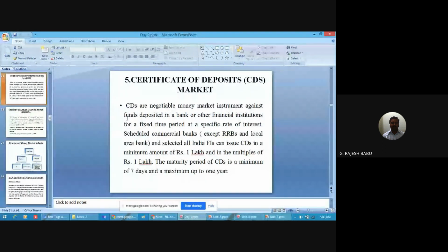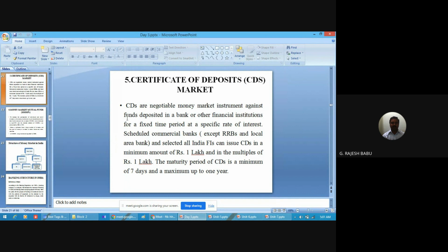Next one is certificate of deposit market. Certificates of deposit are negotiable money market instruments against funds deposited in a bank or other financial institution for a fixed time period at a specific rate of interest.